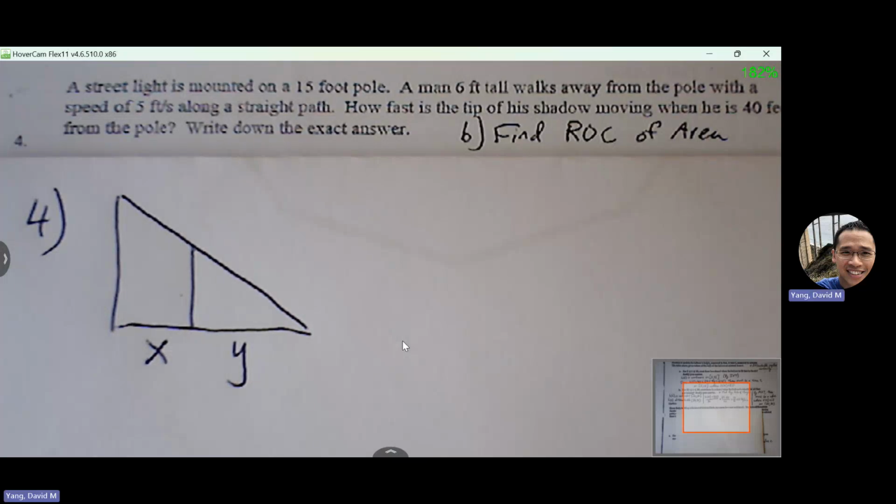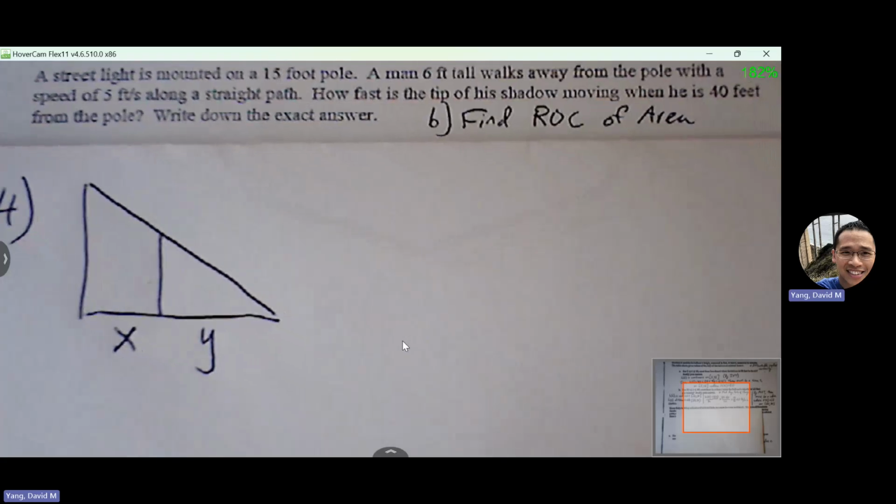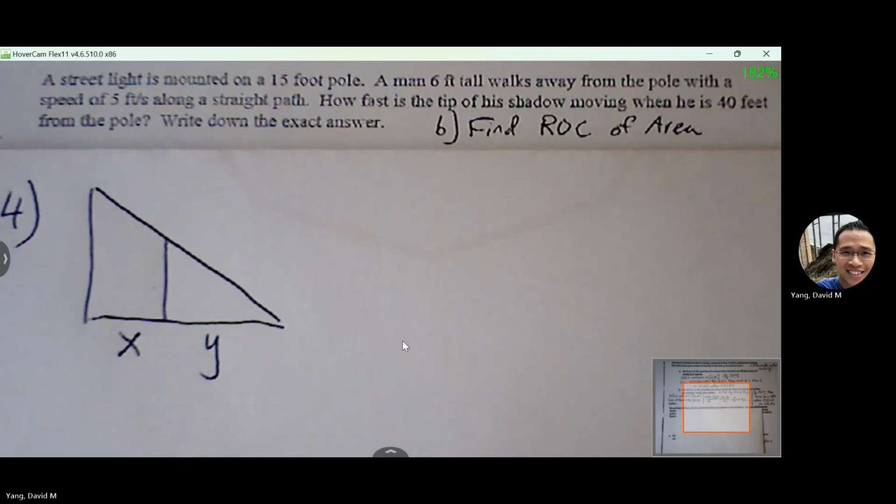Okay, a street light is mounted on a 15-foot pole. A man 6 feet tall walks away from the pole with a speed of 5 feet per second along a straight path. How fast is the tip of the shadow moving when he is 40 feet from the pole?